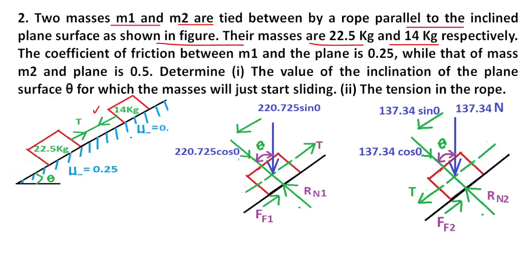The coefficient of friction between m1 and the plane is 0.25, while between m2 and the plane it is 0.5. This is mass m1, which is 22.5 kg, and this is m2. We need to find the inclination of the plane, theta, at which the masses will just start sliding.